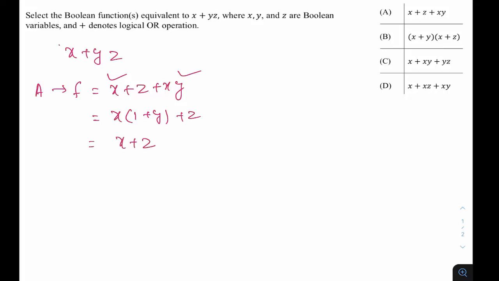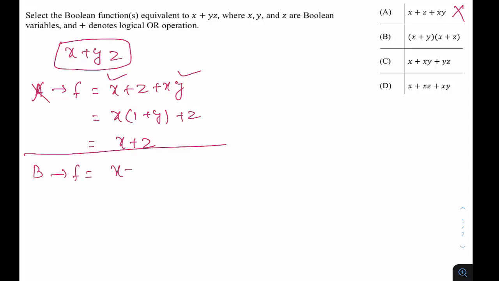But my requirement is x plus yz, and what we are getting is x plus z. So A is not the right answer. I'm putting a cross on A. So let us try B. In B the function is given as x plus y times x plus z. This is a very standard thing, so directly you can say x plus yz.